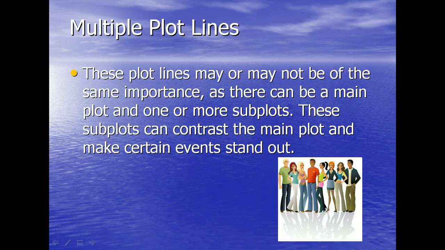A narrative can have one or more plot lines, which are events that center around one or more groups of characters. These plot lines may or may not be of the same importance, as there can be a main plot and one or more subplots. These subplots can contrast the main plot and make certain events stand out. For instance, a plot can revolve around a certain character and reveal her evil past. A subplot could encompass a secondary character and her quest for good. At some point, these two plot lines could merge, and it could be discovered that the good character is the illegitimate daughter of the evil character, making for a more interesting story.